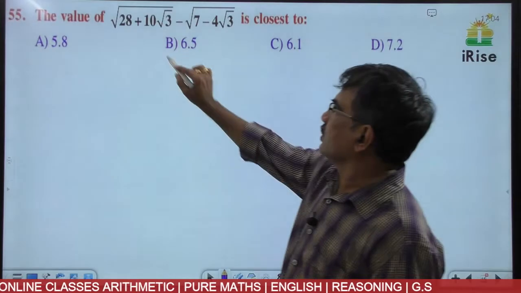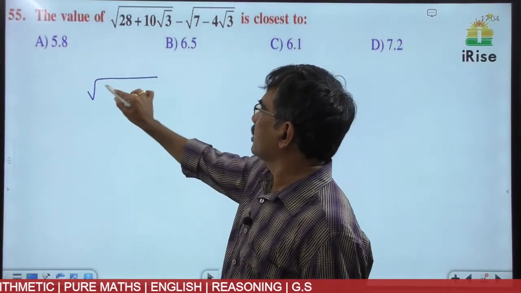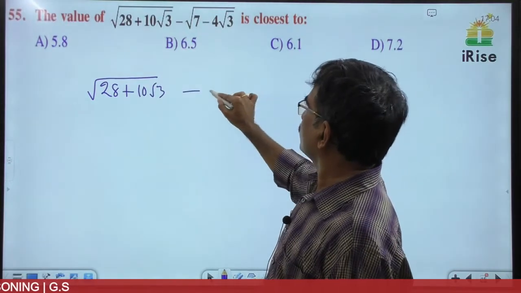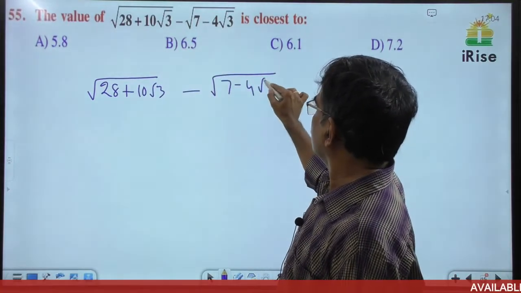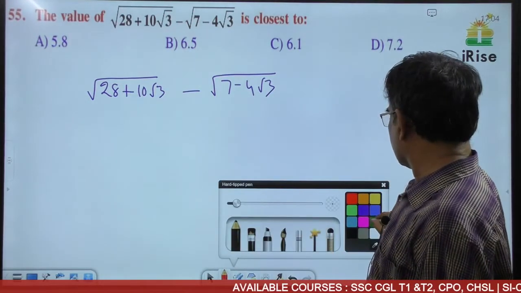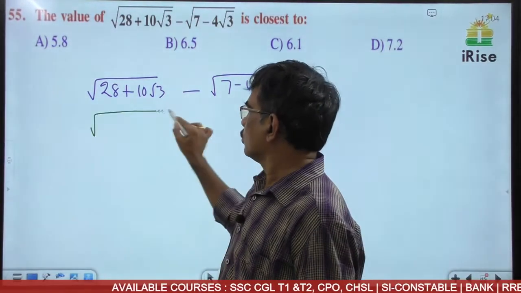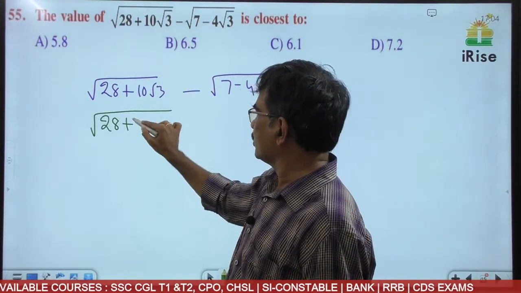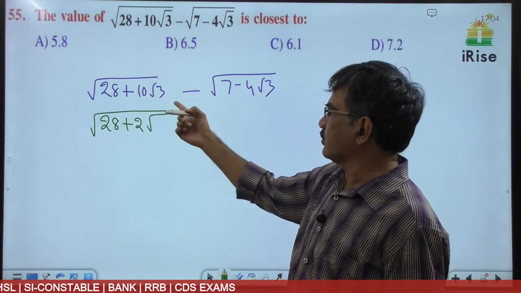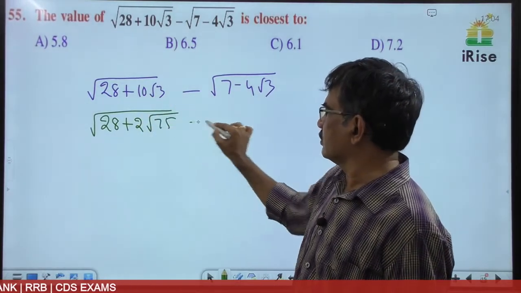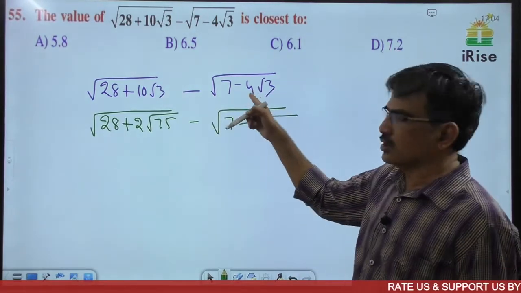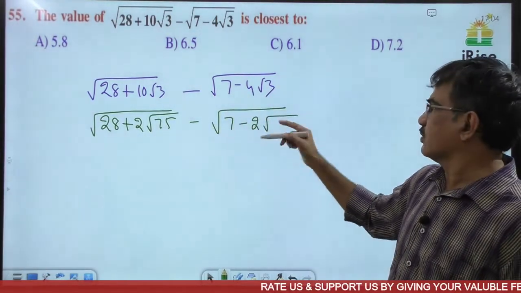What is the value of root of 28 plus 10 root 3 minus root of 7 minus 4 root 3? This is the question. First convert this question as root of 28 plus 2 root, 2 into 5, 5 squared 25, 3 is 75, minus root of 7 minus 2 root. This can be written as 2 into 2, 2 squared 4, 3 is 12.